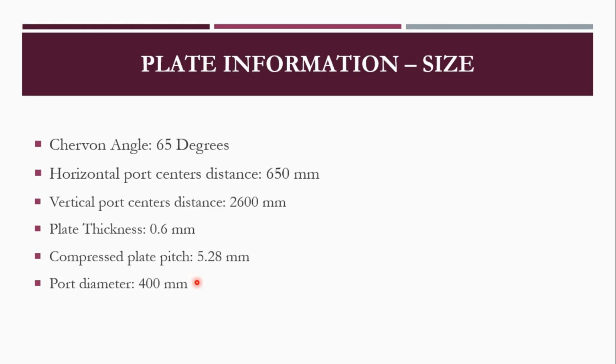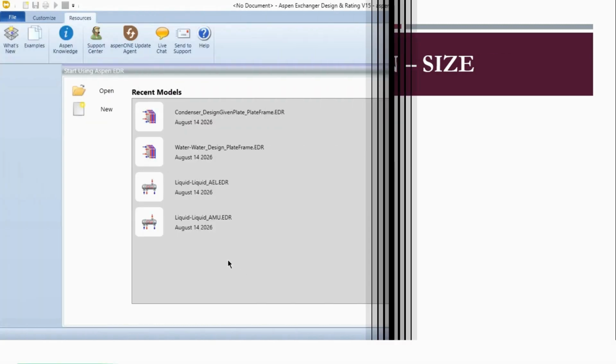So when we change the plate geometry, we are not simply changing the appearance of the exchanger, we are changing its thermal and hydraulic behavior. This is why rigorous design requires us to consider both aspects simultaneously. So now let's move to Aspen EDR and design this complete process.